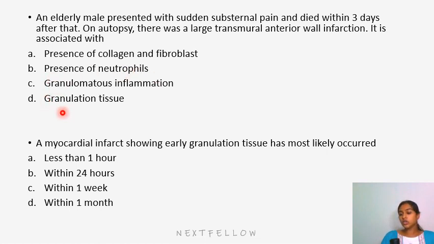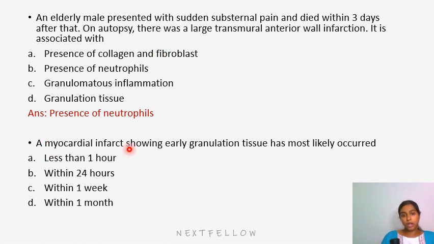Granulation tissue is seen at the end of 7 to 10 days. There is no granulomatous inflammation seen in MI. Presence of collagen and fibroblasts will be seen at the end of 8 weeks. Okay, so the answer is presence of neutrophils. Remember, within 72 hours means presence of neutrophils. After 72 hours, a phagocytic process will occur due to the presence of macrophages.